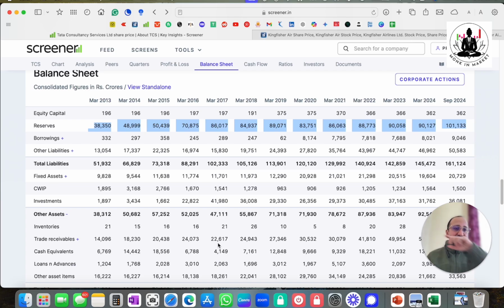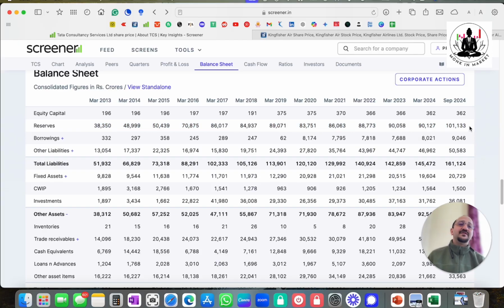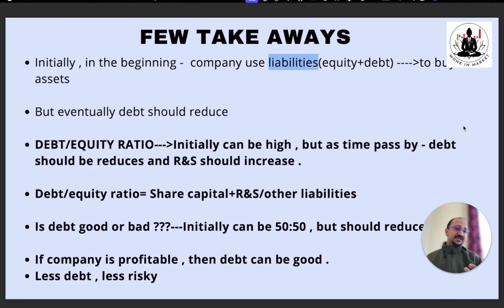But that company is a completely bad company where reserves are used not to buy assets, not for expansion, just to give dividends. So which companies do such kind of things? PSUs, government PSUs. They just make their investors happy. Not a good sign.